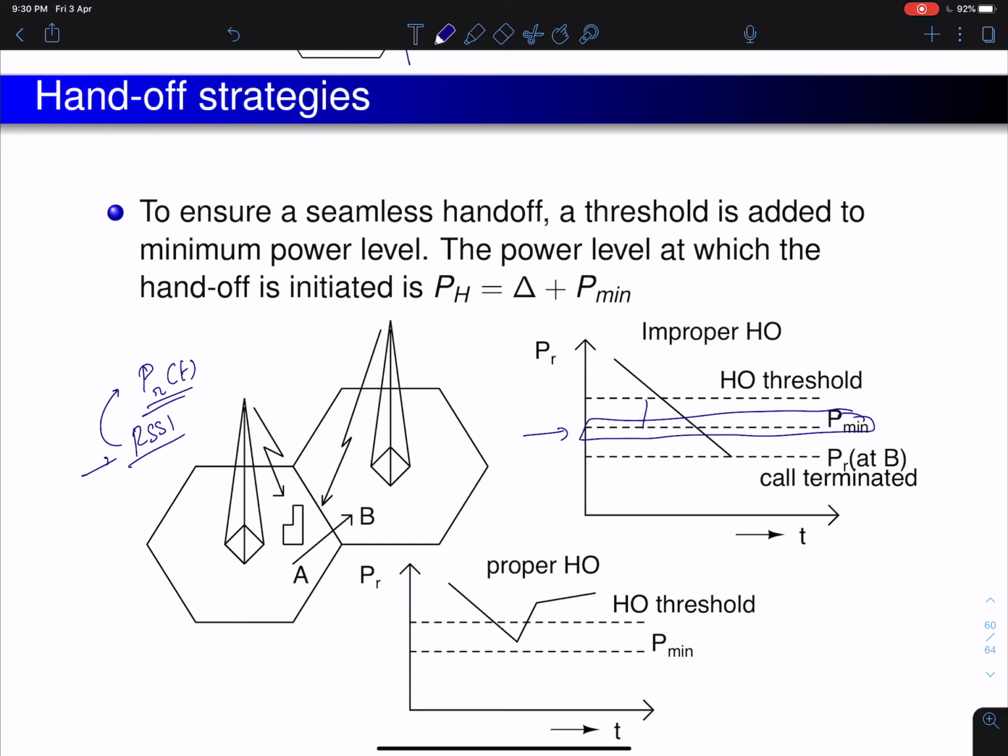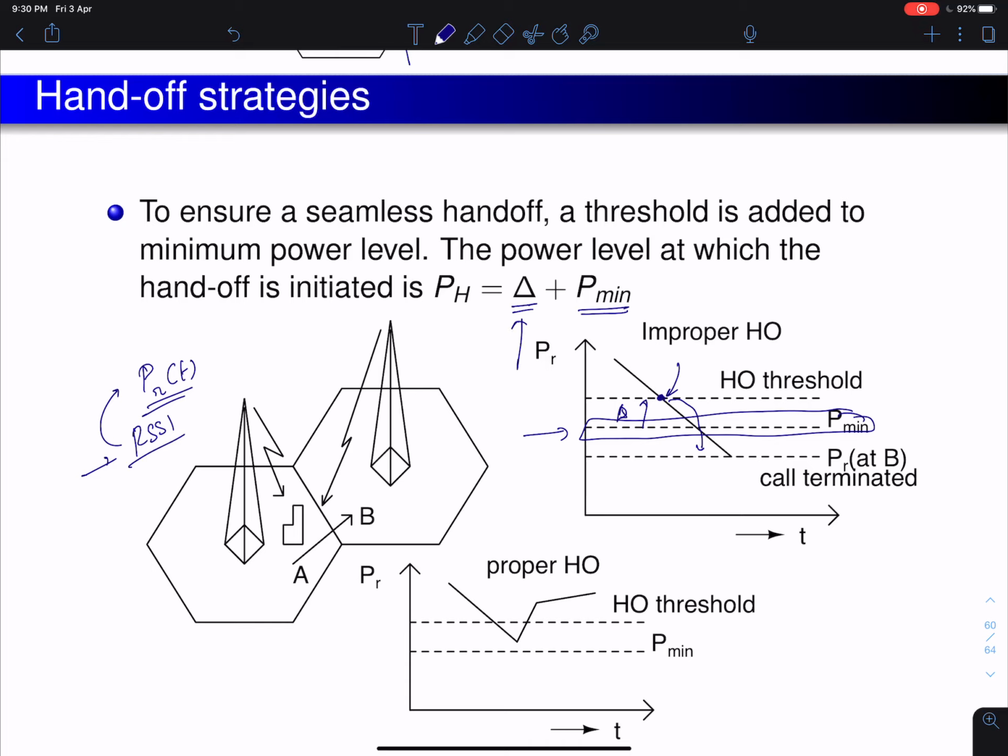So then you will add a delta to that and say, look, if my signal power reaches this level, that's what I would call the handoff threshold. At this point I'll initiate the handoff, because if I wait for some more time, the signal power can go lower than Pmin and I might lose the call. So you assume the minimum power level for good reliable communication, and you add a delta to it, where delta is the handoff threshold. Handoff is initiated the moment your received signal power R is equal to delta plus Pmin.